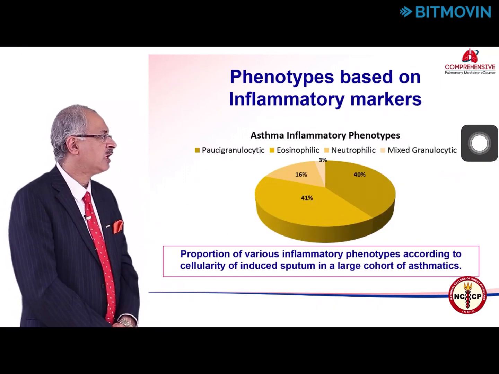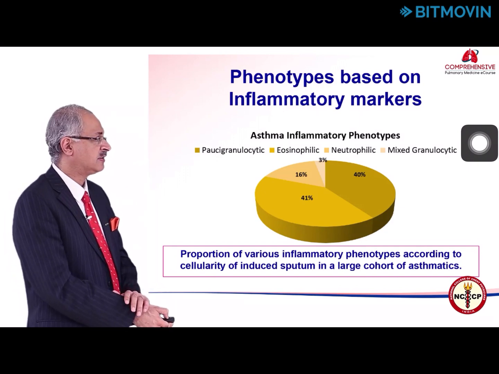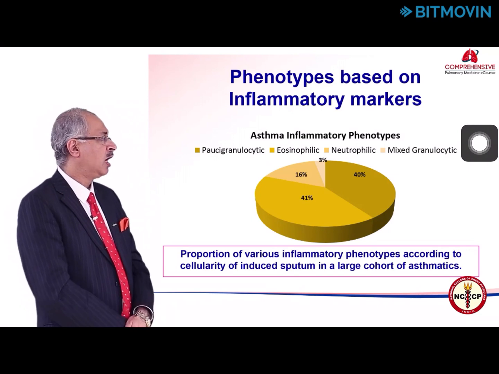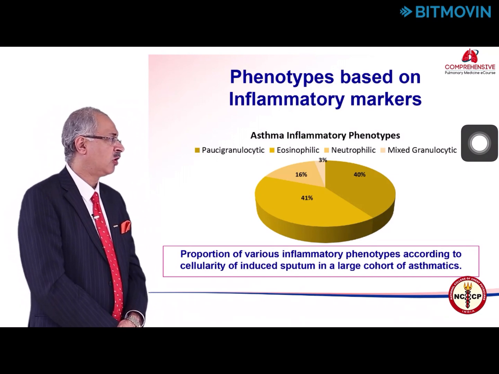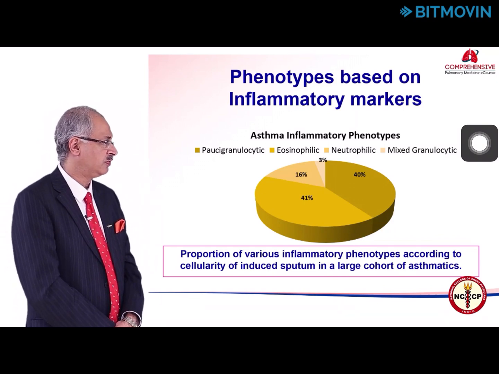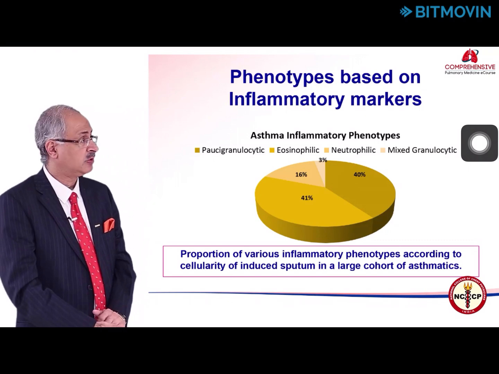Now, these are the phenotypes based on inflammatory markers. Here you will see that a significant portion is eosinophilic, followed by paucigranulocytic, and a small component, about 16%, is neutrophilic. It is important to identify these in terms of response to treatment.